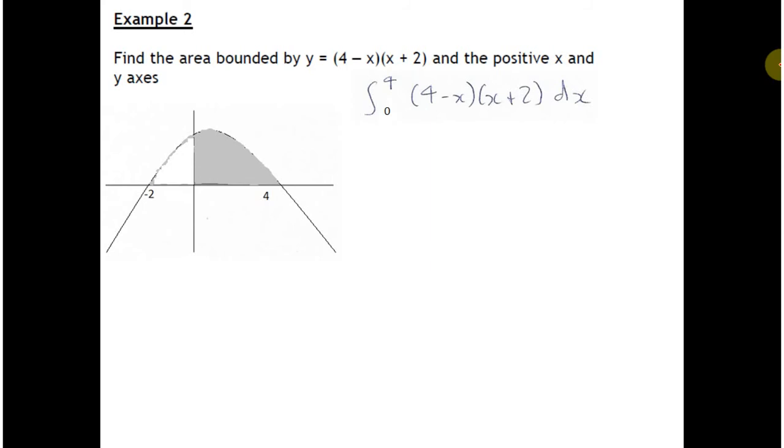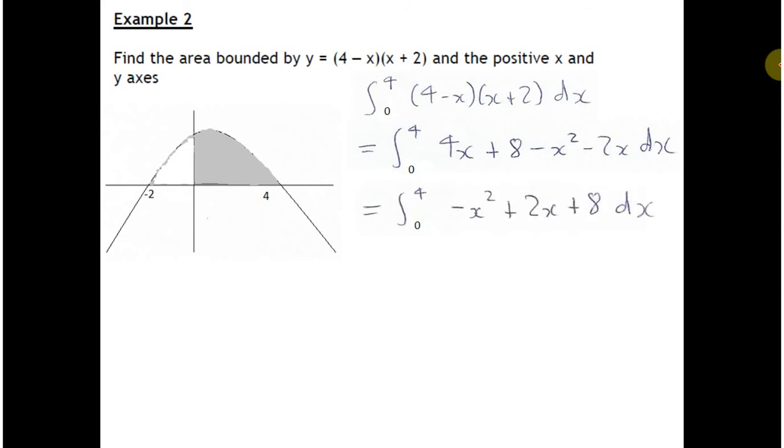Now, to be able to integrate this function, we'll need to multiply out that quadratic expression. So it's the integral between 0 and 4 of 4 times x, 4x, plus 4 times 2, 8, minus x squared, minus x times 2, minus 2x, dx. So the integral between 0 and 4 of minus x squared plus 2x, as 4x take away 2x is 2x, plus 8 dx. And now we're in a form where we can integrate.